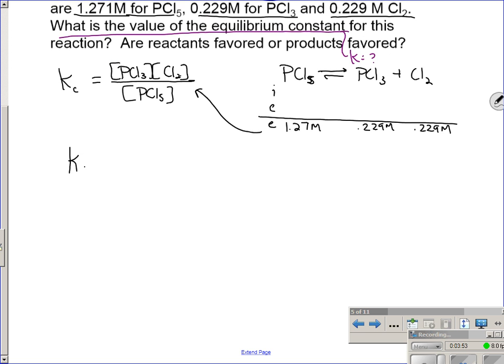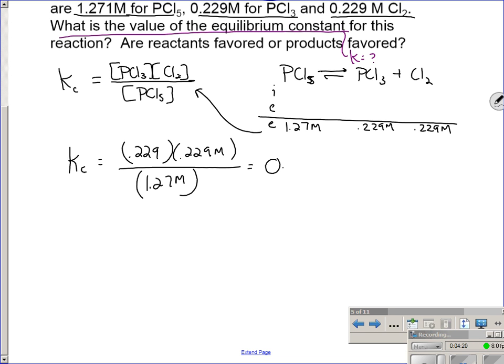So Kc is equal to 0.229 molar times 0.229 molar divided by 1.27 molar. And then you can chug that out in your calculator. That's going to give you a value for K that is, to 3 significant digits, 0.0413.